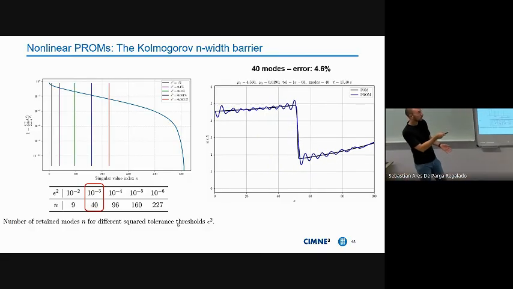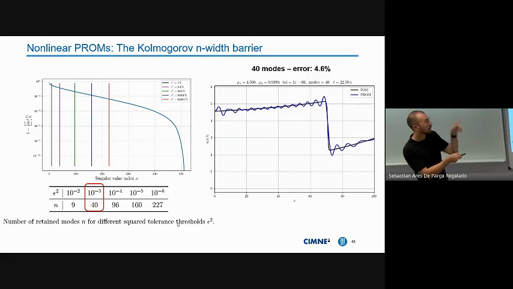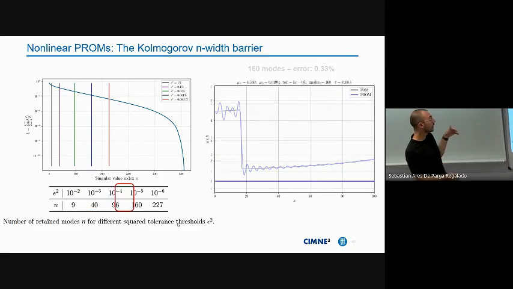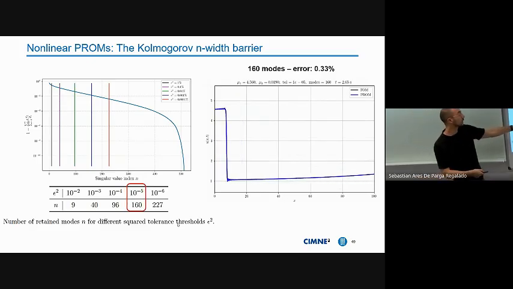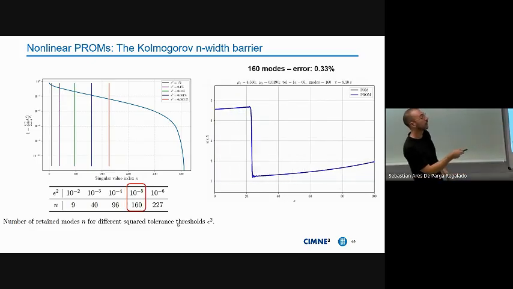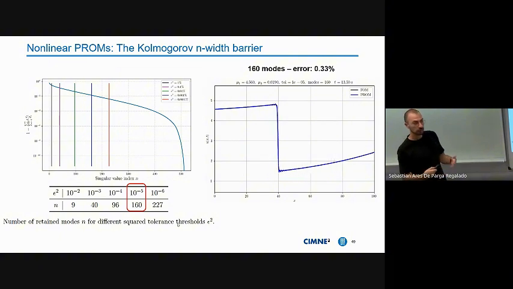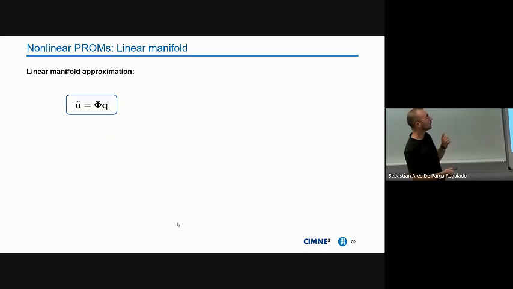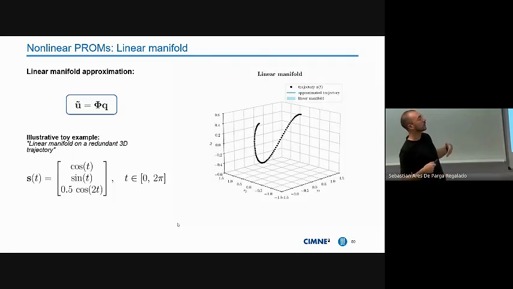However, we have these oscillations, and these oscillations are not because of the scheme, but rather because of the approximation of the POD. And it is not until we go to 160 modes that we have a fairly good approximation of the original full order model. So this is, as I said, the Kolmogorov-Engwick barrier, and this can also be seen as a limitation of the linear manifold in some problems.